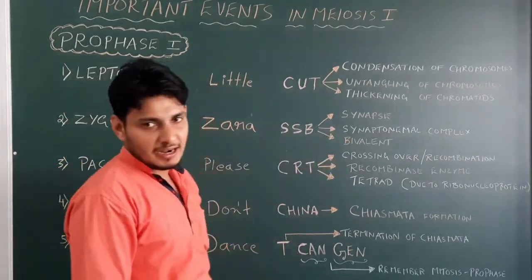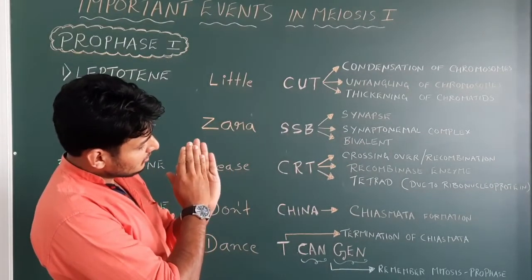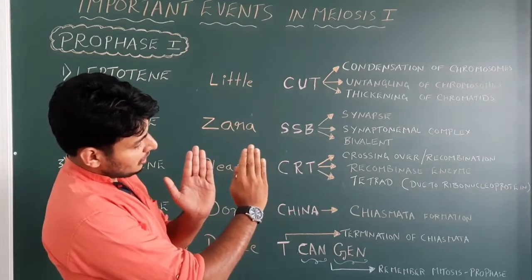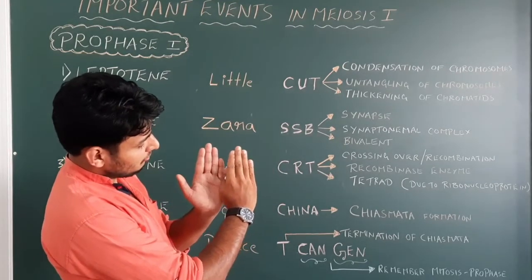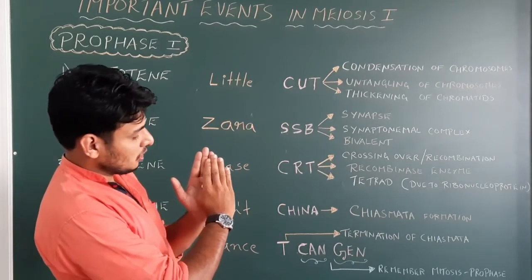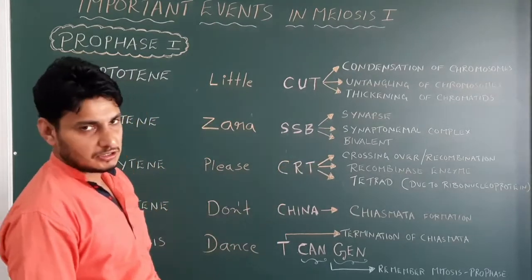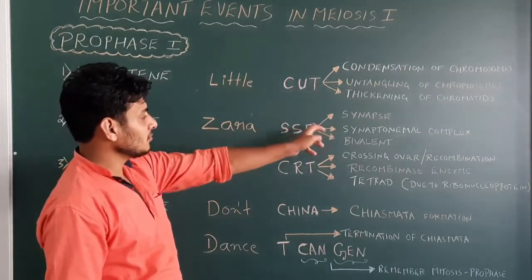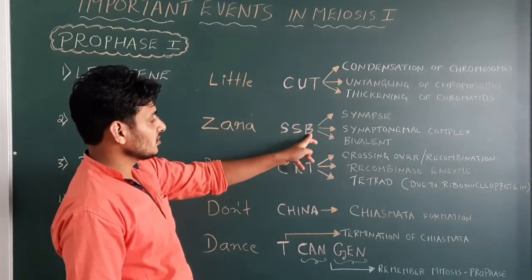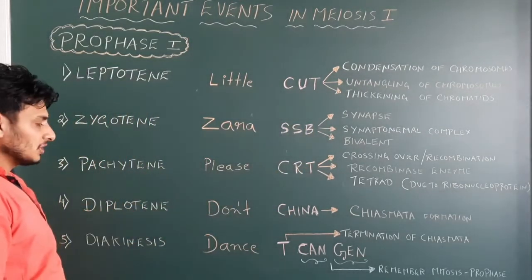Okay, next is bivalent. What is this bivalent? See this. When synapse is occurring, for example, this is one chromosome and this is the other chromosome. They come very close to each other, and this makes a structure. As if it looks like it has got only two chromatids, so that is bivalent structure. Okay, so synapse, this is synaptonemal complex, this is bivalent. Easy.